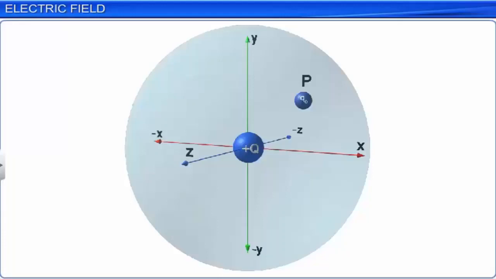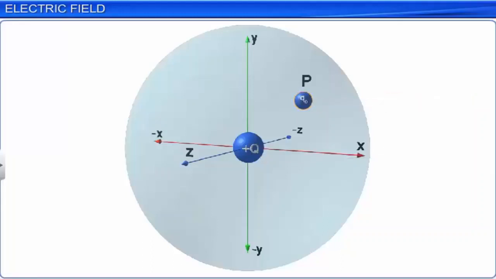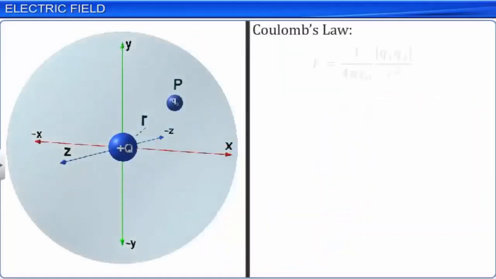Since charge q produces this electric field, this charge is called the source charge. Charge q0 is called a test charge as it is used to study the effect of the electric field created by charge q. We can use Coulomb's law to calculate the force on q0 due to q.